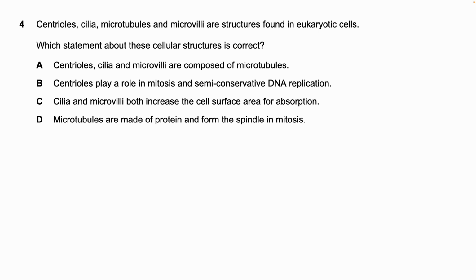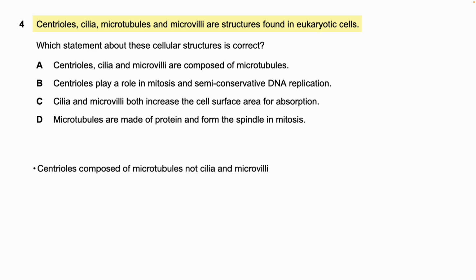Question 4. Centrioles, cilia, microtubules, and microvilli are structures found in eukaryotic cells. Which statement about these cellular structures is correct? Centrioles are composed of microtubules and not cilia and microvilli. So the first statement is wrong. And centrioles play an important role in mitosis and semi-conservative DNA replication? Centrioles play a role in mitosis but not in DNA replication.